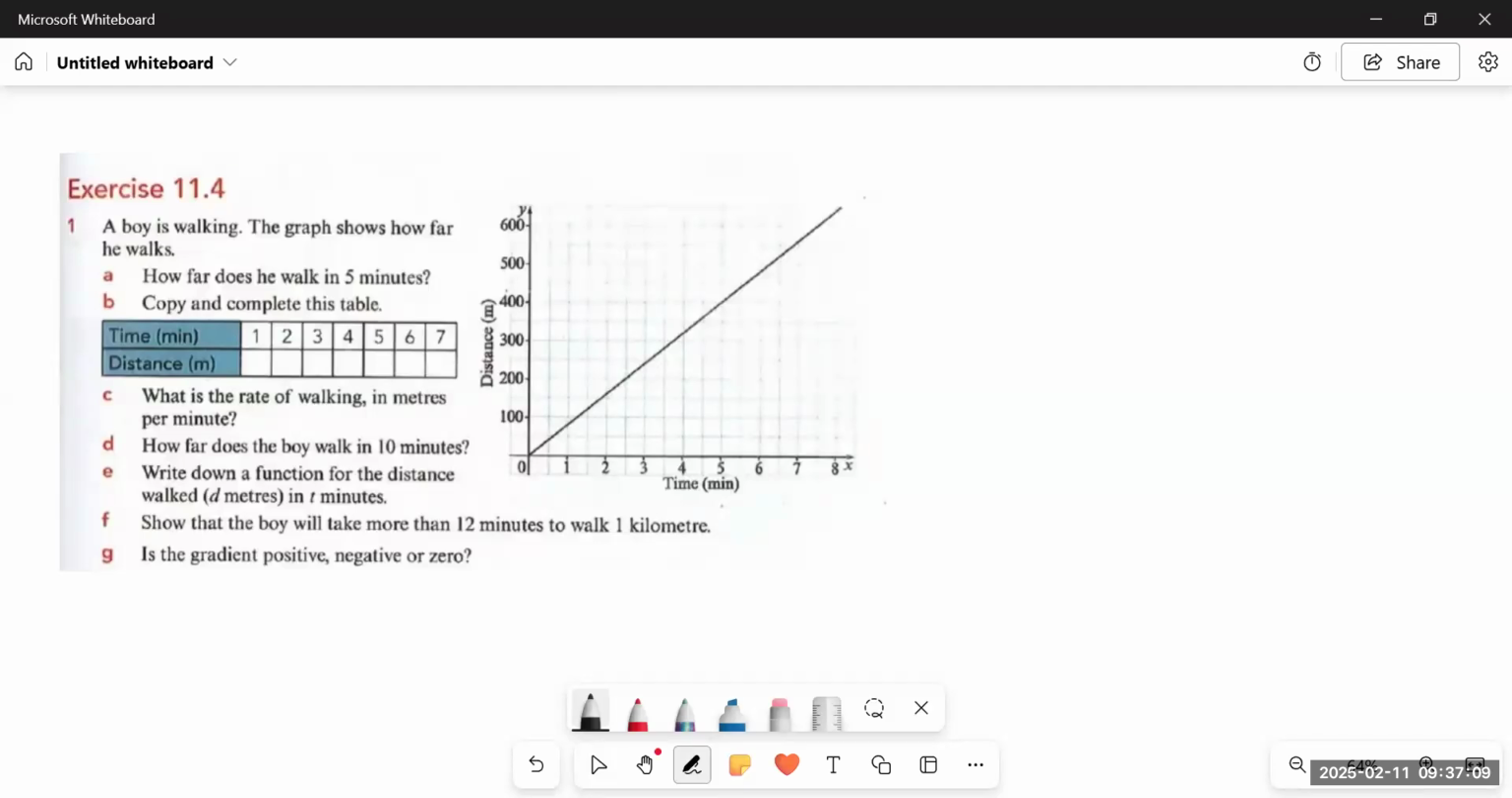In this question, you can see that there is a graph and it reflects two types of quantities, one on the x-axis, the other one on the y-axis. So let's start. A boy is walking. The graph shows how far he walks. Part A, how far does he walk in 5 minutes? So how can we calculate how much he is walking in 5 minutes?